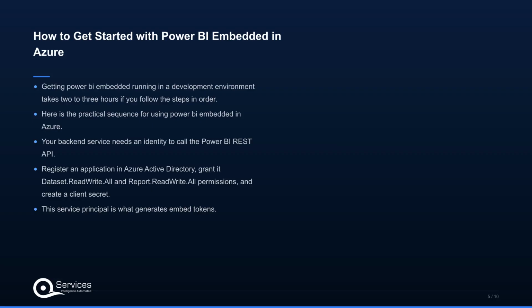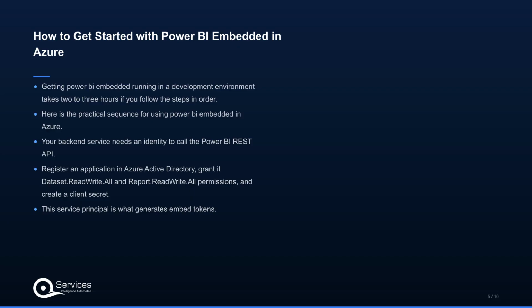Let's talk about how to get started with Power BI Embedded in Azure. Getting Power BI Embedded running in a development environment takes 2 to 3 hours if you follow the steps in order. Here is the practical sequence for using Power BI Embedded in Azure. Your backend service needs an identity to call the Power BI REST API. Register an application in Azure Active Directory, grant it the required permissions, and create a client secret. This service principal is what generates embed tokens.